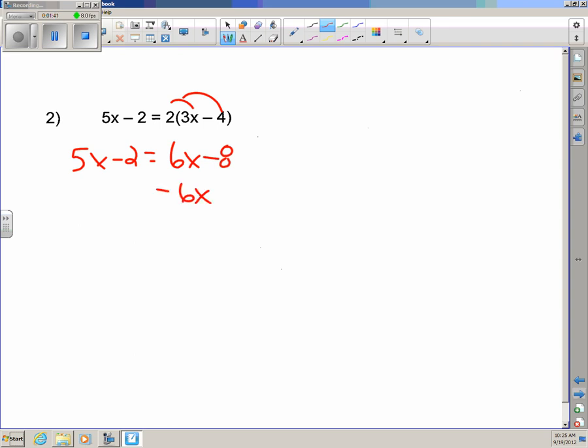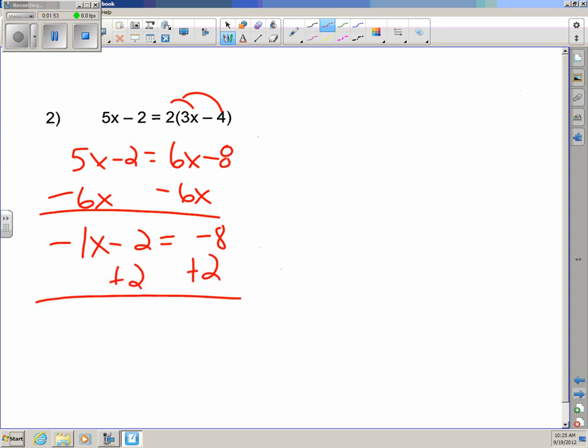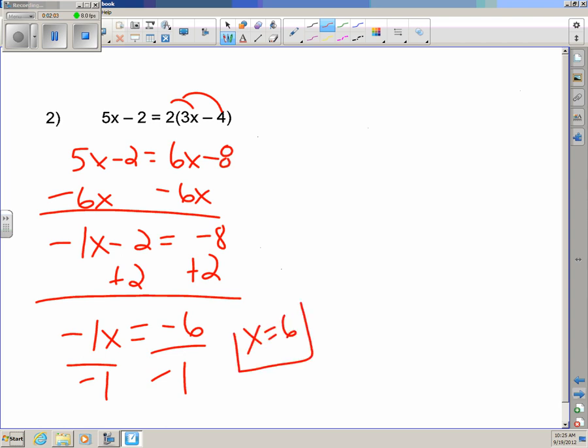I'm going to subtract 6x from both sides, and I'm going to get negative 1x minus 2 equals negative 8. The letters go left. The numbers that don't have the letters go to the right. I'm going to add positive 2 to both sides and get negative 1x equals negative 6. Again, you can never solve for a negative variable. It must always be positive. Divide both sides by negative 1, and x equals positive 6.